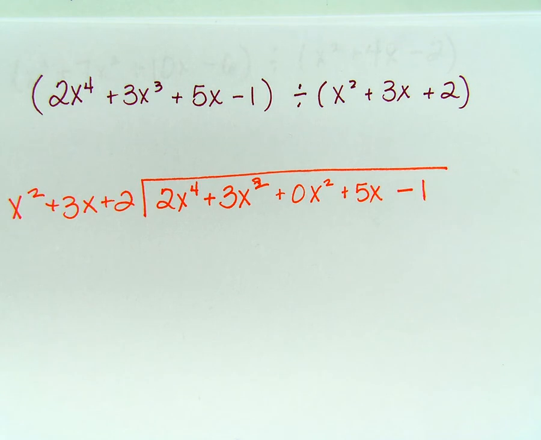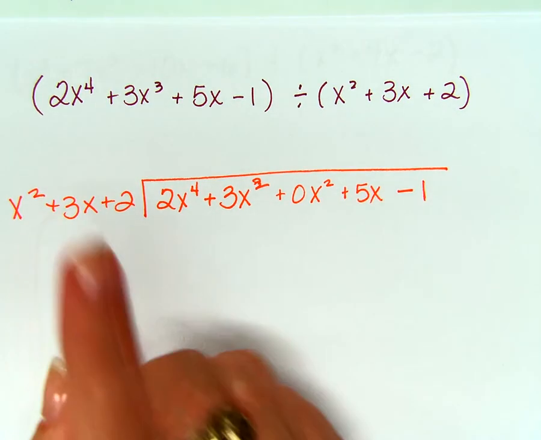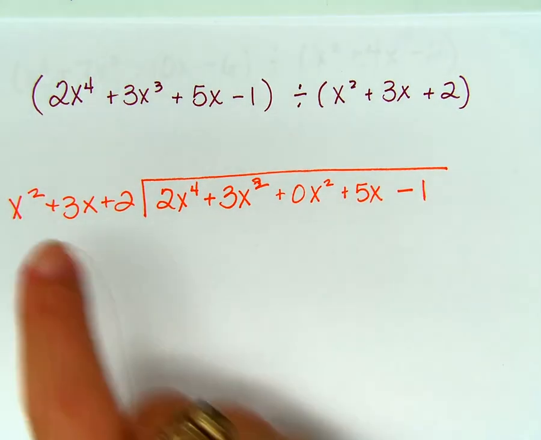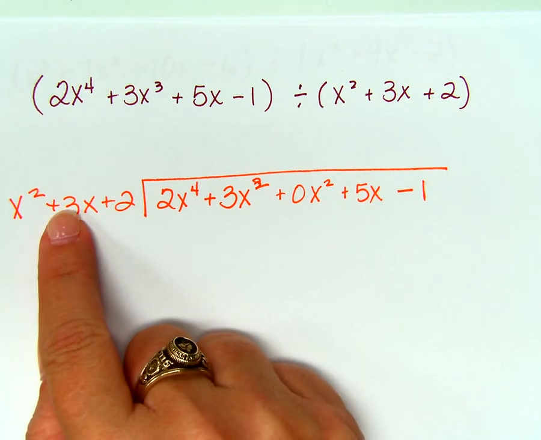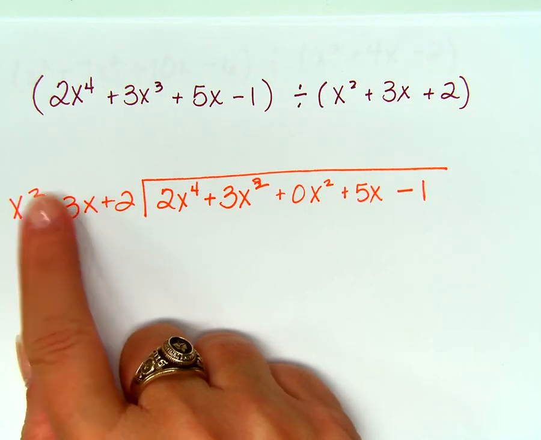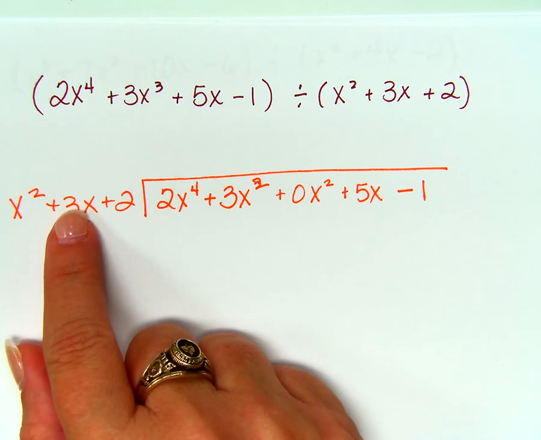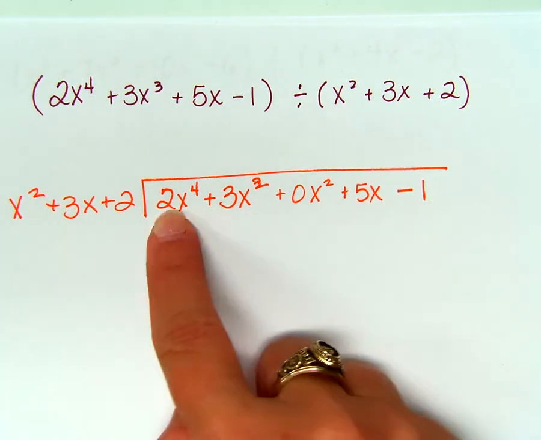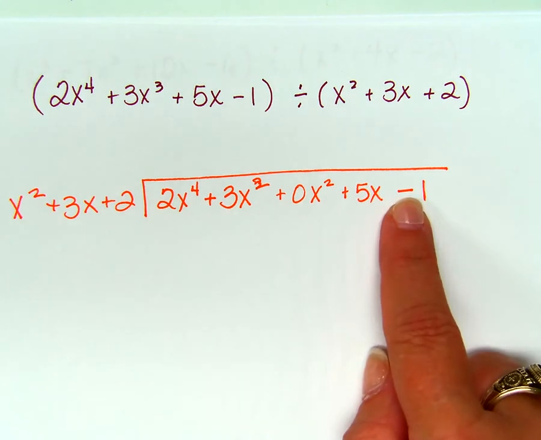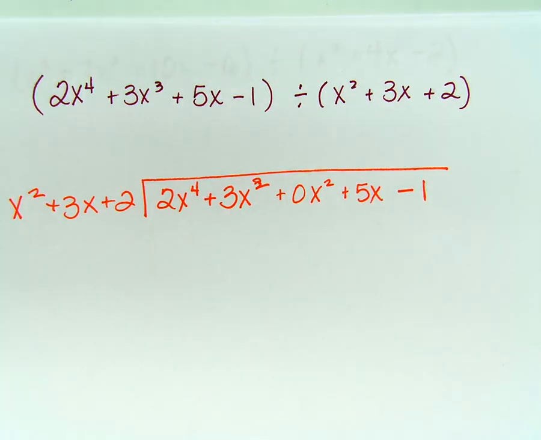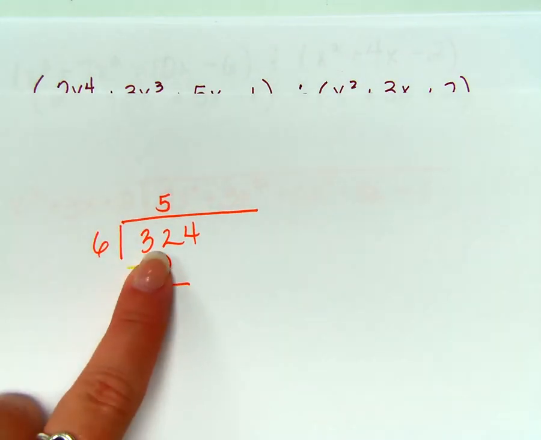Mm-hmm. If it's not... No, we don't have to do it in multiplying or anything like that. What if it was just x squared plus 2? Would I have to put one out here? No, that one's not necessary. Okay? You can if you want. But what's necessary is if what I'm dividing into is missing a term. I've got to have my 0 in there.